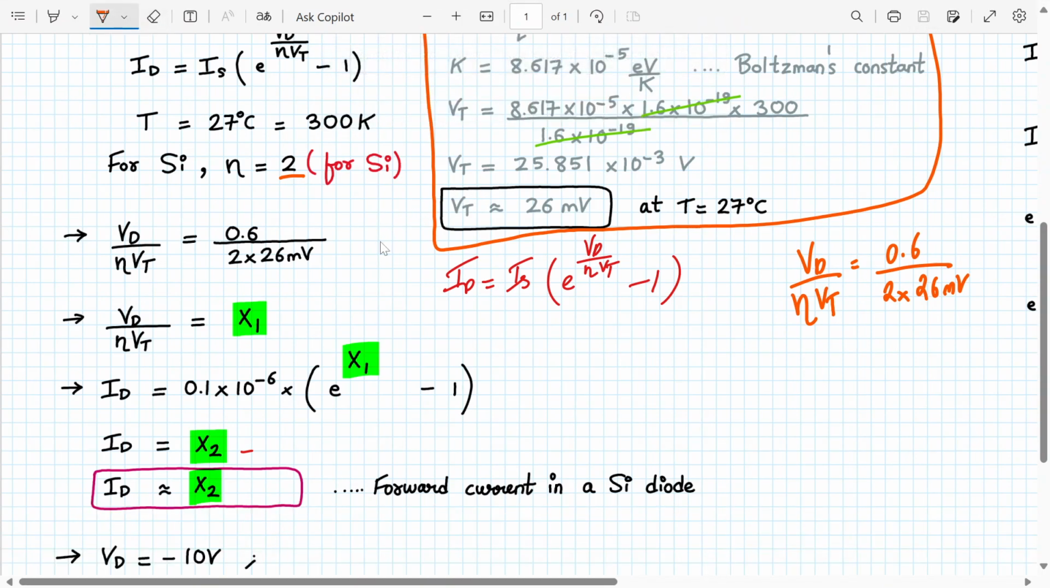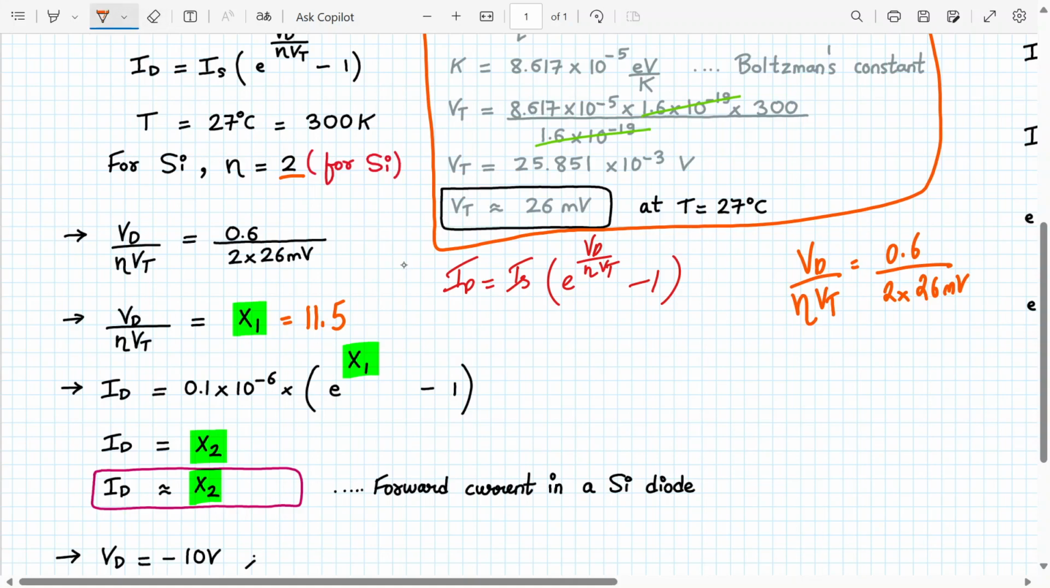How much is the value? 0.6 divided by 2 into 26 millivolt. How much do you get? 11.5. Okay, 11.5. Then in the next step, ID is the reverse saturation current, 0.1 into 10 raised to minus 6, into e raised to 11.5. In the bracket you put e raised to 11.5 minus 1. So tell me the value of ID now.